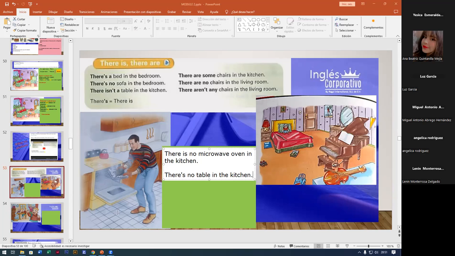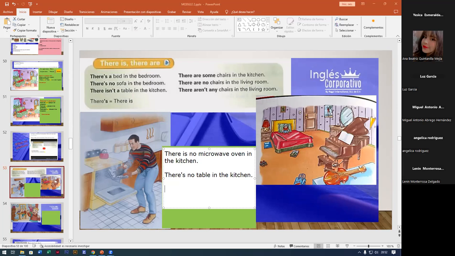Thank you, that's great. Okay, Miguel Antonio. Now tell us about the bedroom in affirmative. Miguel Antonio, are you there? Are you present? Angélica, Angélica Rodríguez. Sí. Yes, give us an example, please. Using affirmative, with the picture of the bedroom. Yeah. There is. Casi no escuché el teacher. Está cayendo una gran tormenta. Oh, it's raining. Yeah. Okay. Angelica, thank you.